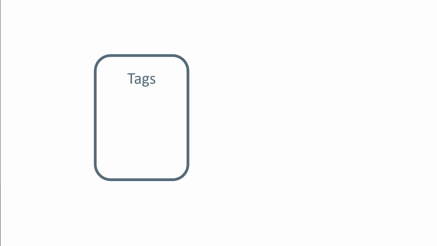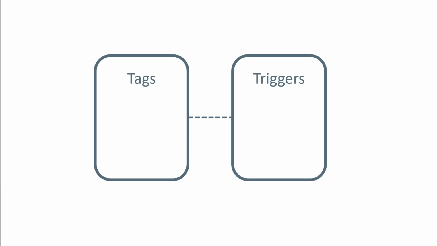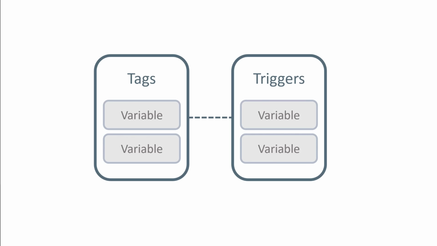Then you need to decide when you want those tags to fire. That's where triggers are needed. A trigger is a set of conditions that must be met, and if that happens, the tag that is linked to the trigger is activated. And then the third component is variables.